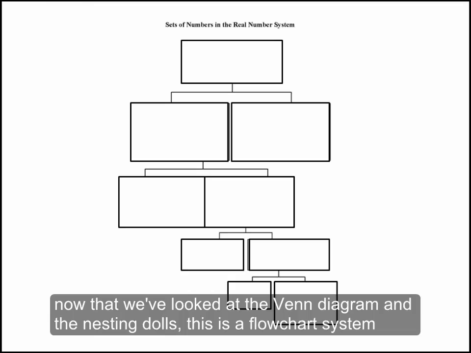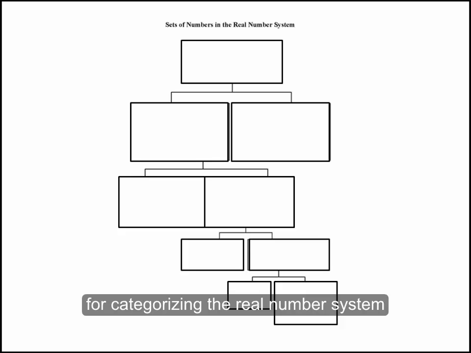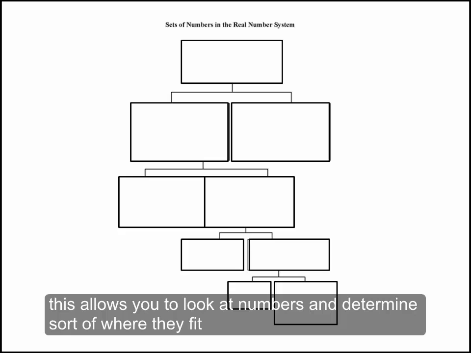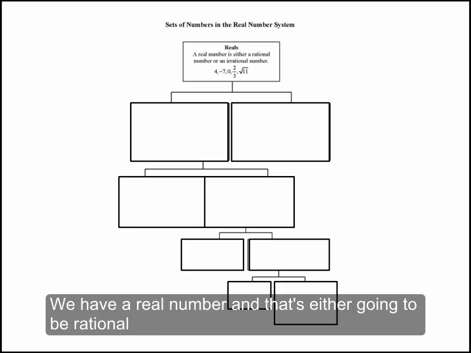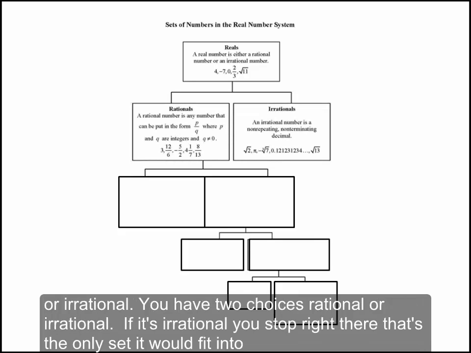Now that we've looked at the Venn diagram and the nesting dolls, this is a flowchart system for categorizing the real number system. This allows you to look at numbers and determine sort of where they fit. We have a real number that's either going to be rational or irrational. You have two choices, rational or irrational. If it's irrational, you stop there. That's the only set it would fit into.